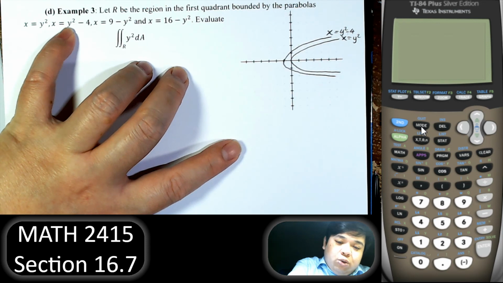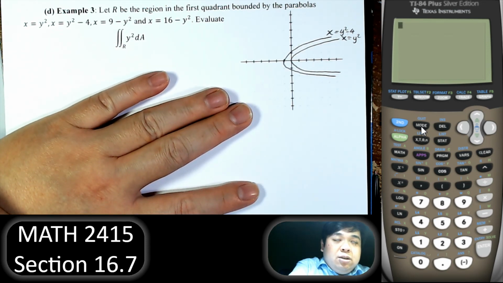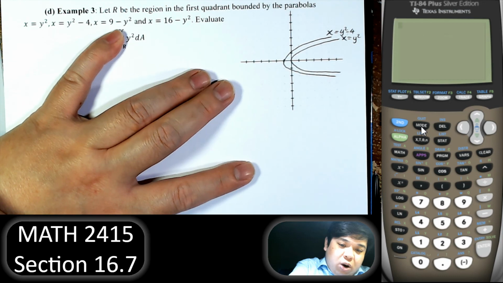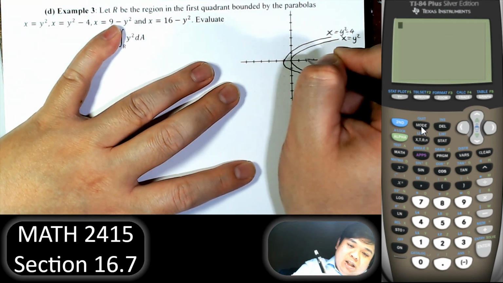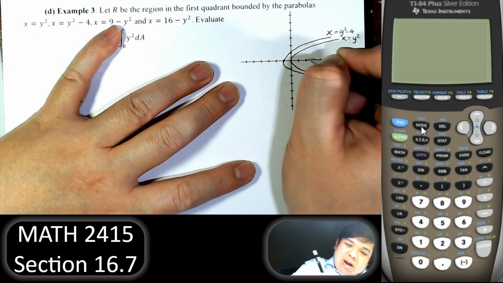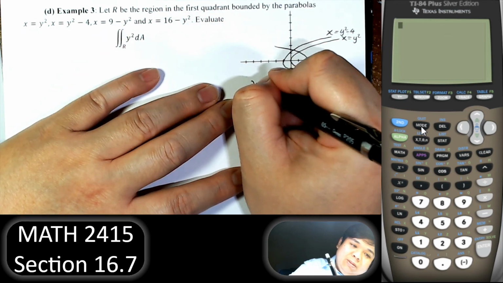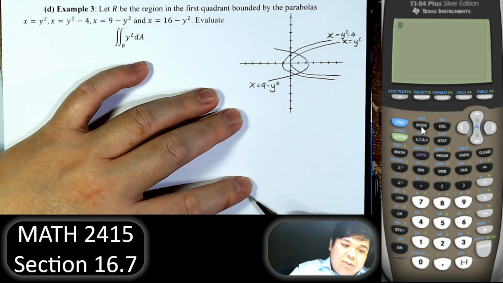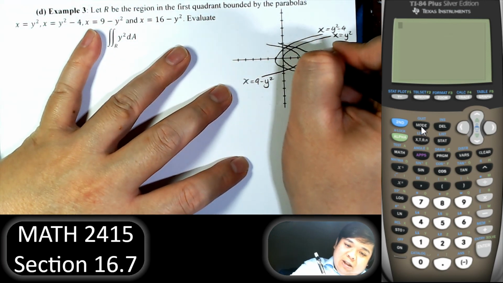Sorry, when y equals 0, x equals negative 4. Yeah, that's correct. And then x equals 9 minus y squared. Y squared is this, but x minus y squared, so that would be about here. And then 16, so it's about here.